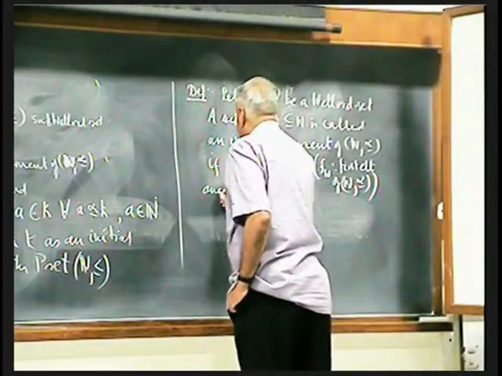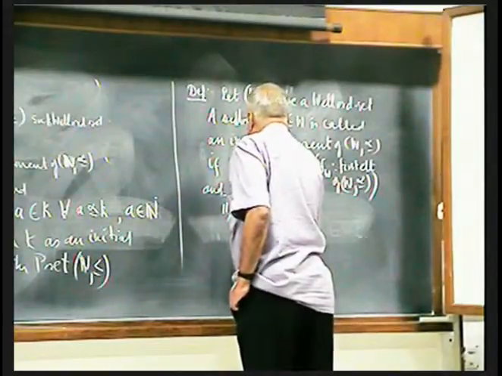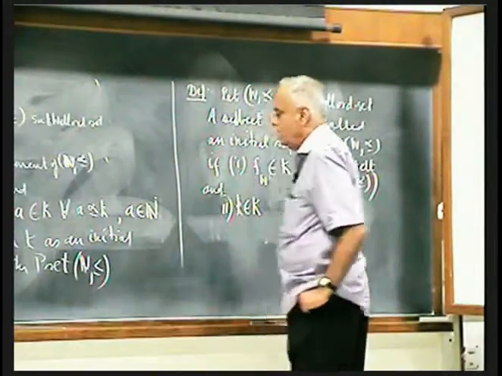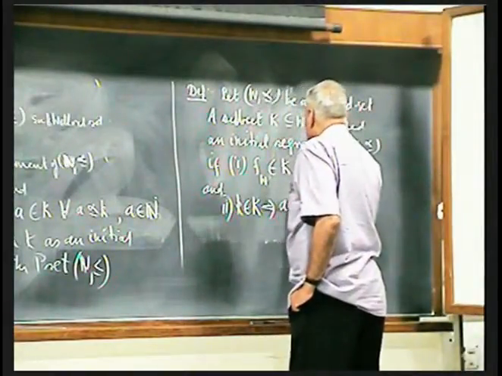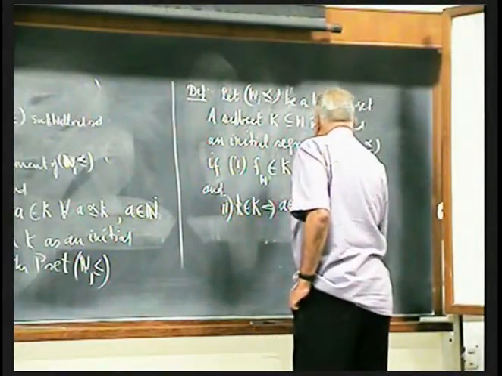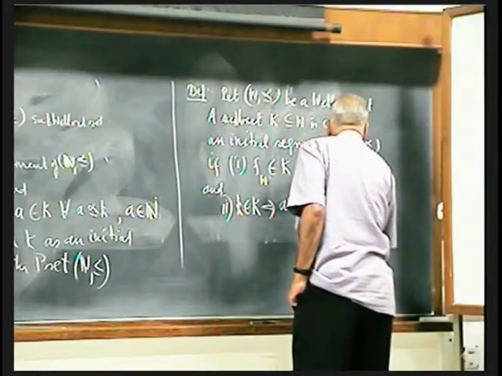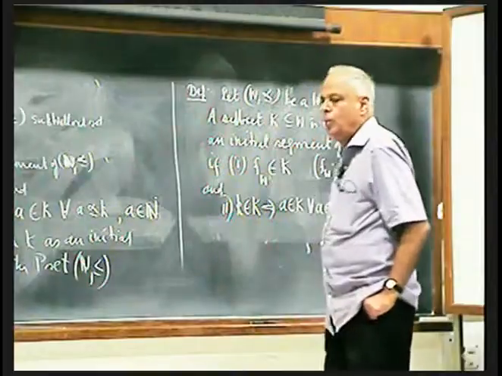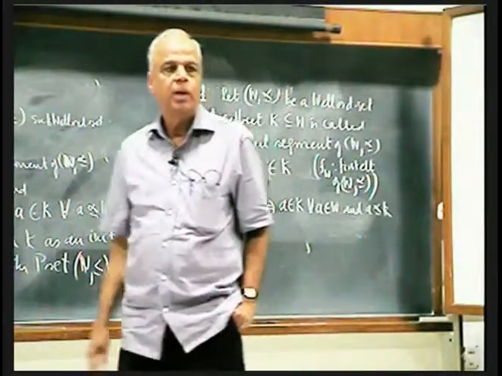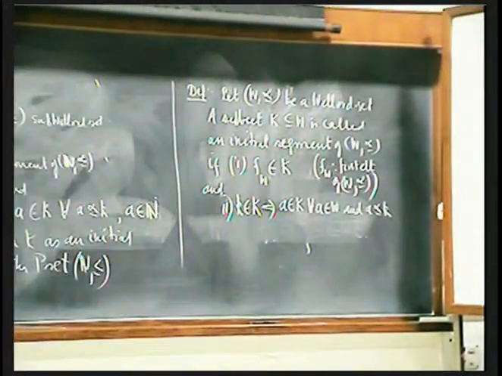And 2, whenever something belongs to K, then A belongs to K for every A in W and A less than or equal to K. A precedes K. Whoever precedes K must also be there. So in other words, somebody has jumped the queue and it's not there.